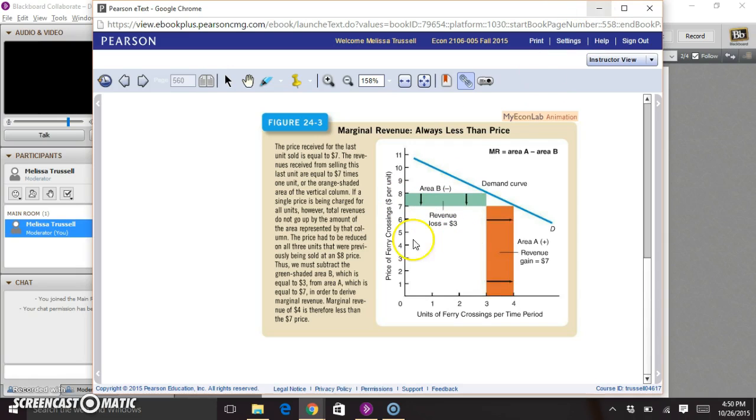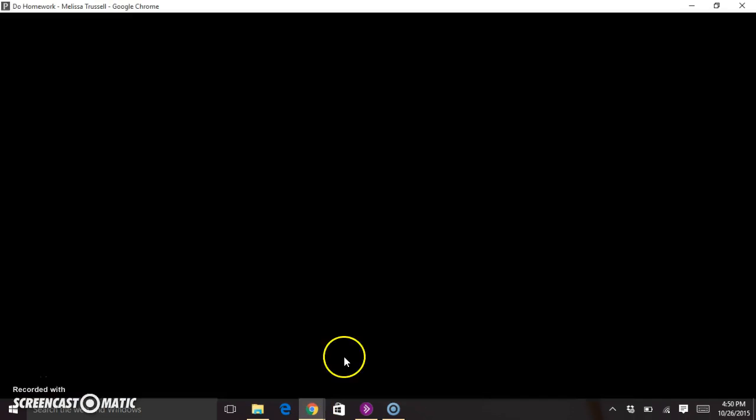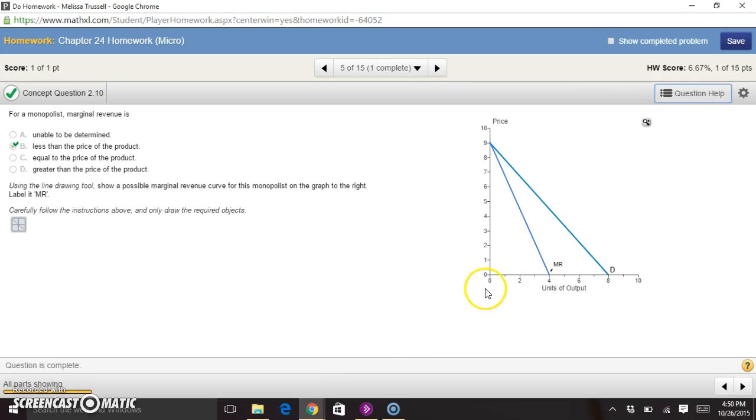And so that tells us why, we can go back to our original question here and our answer here. That tells us why the marginal revenue is always less than the price of the product, and why in the picture our marginal revenue curve, which is this straight line here, is always going to be to the left of or less than our demand curve. Now in part 2, I'll show you why it starts in the same place as the demand curve.